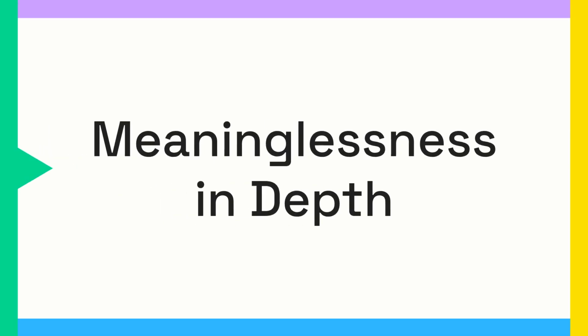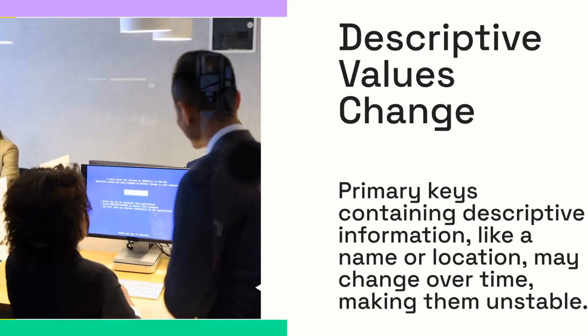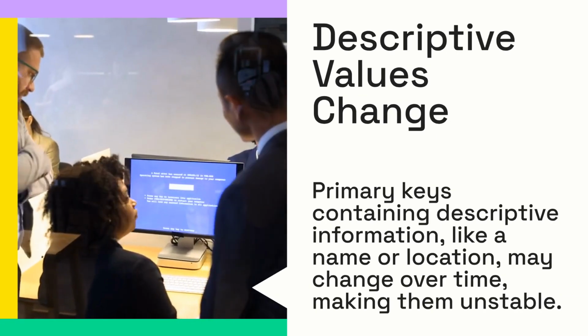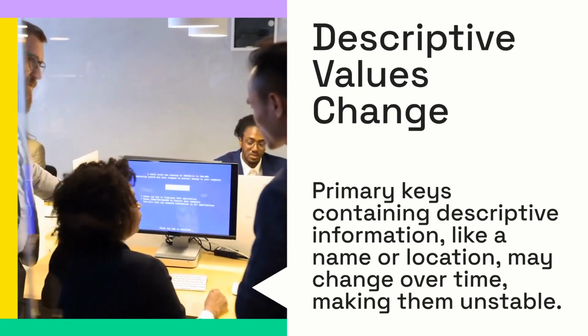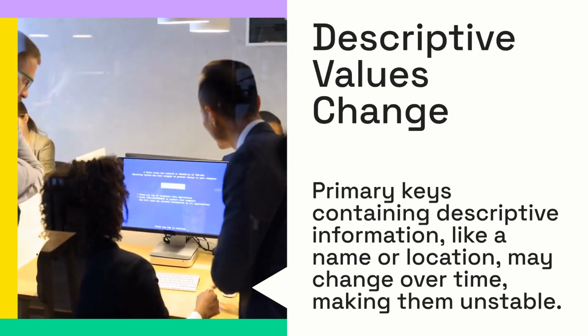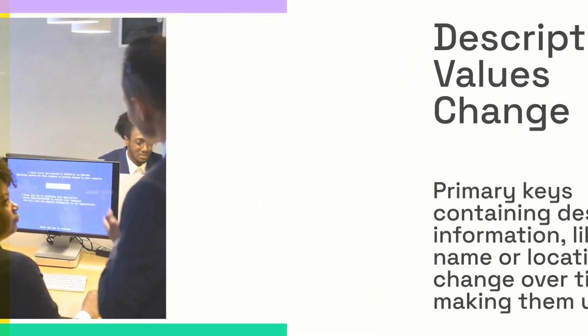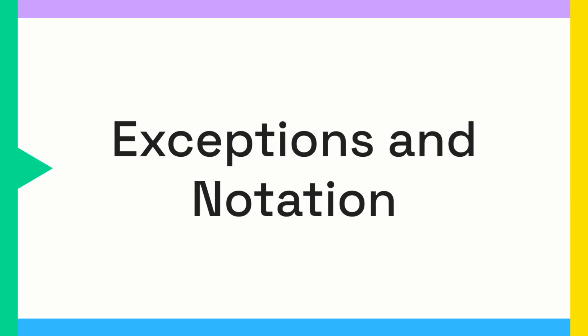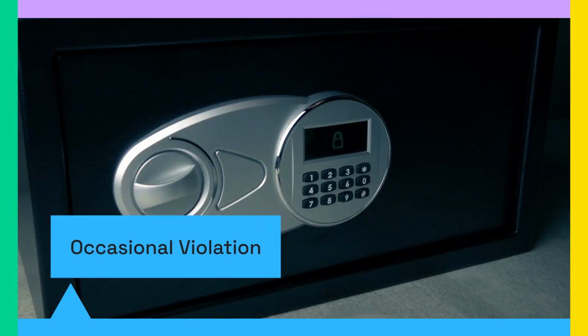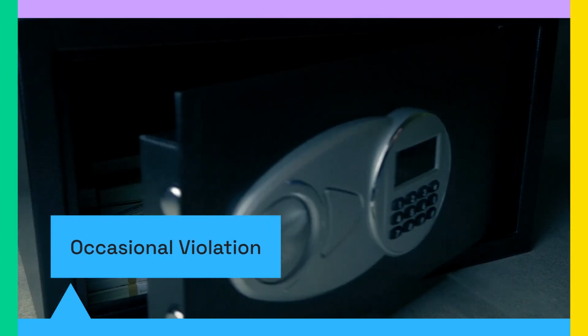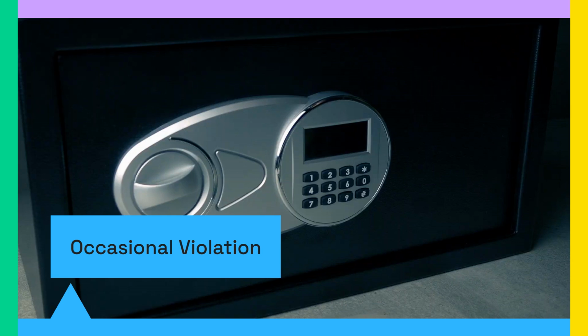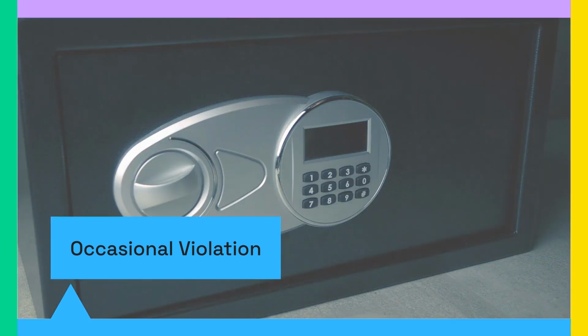The meaningless quality is often overlooked, but vital for long-term database integrity. When a primary key contains descriptive information, that information might change. This forces you to change the primary key, violating the stability rule. While these guidelines are highly recommended, there are occasional exceptions, and specific notation is used in diagrams. The guidelines of stability, simplicity, and meaninglessness are desirable, but sometimes they may be violated for specific design reasons.